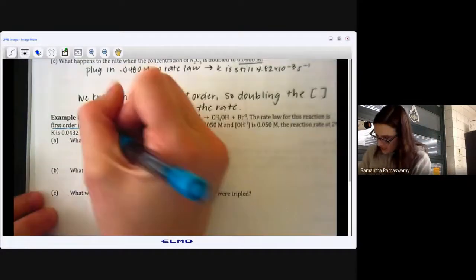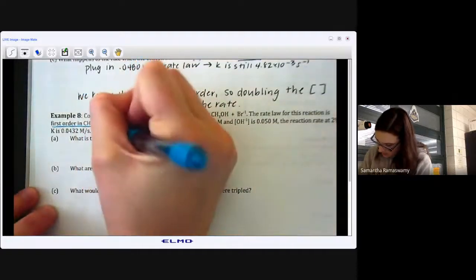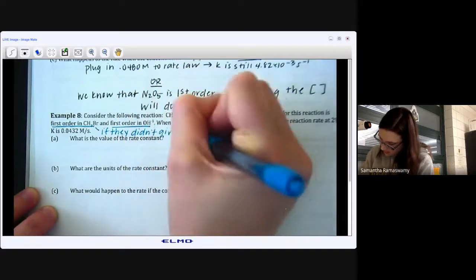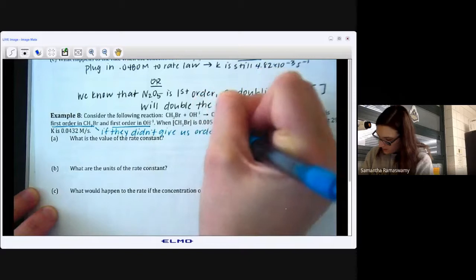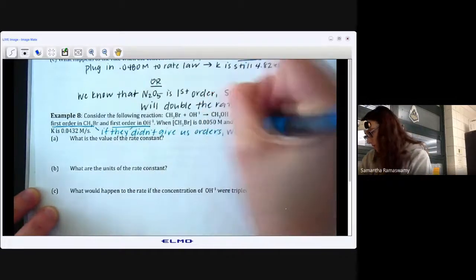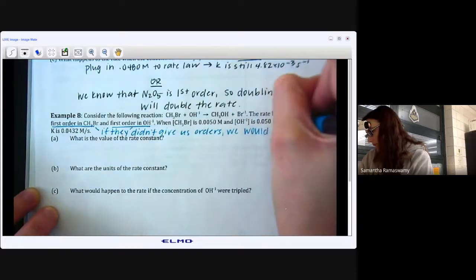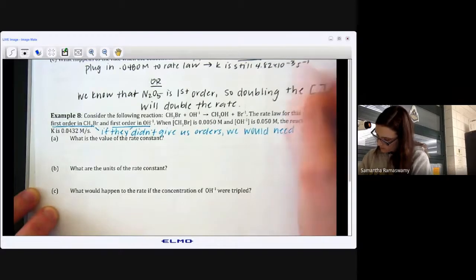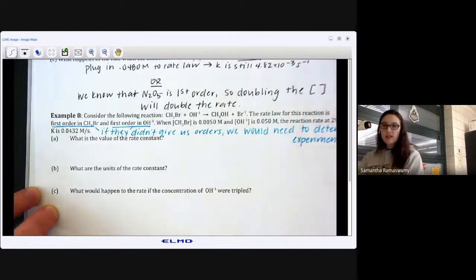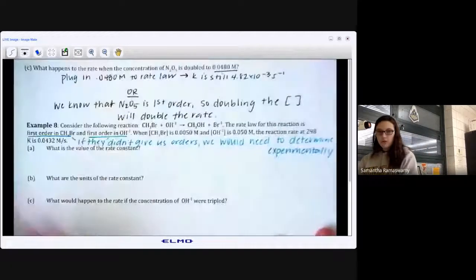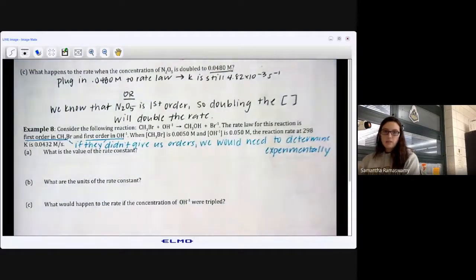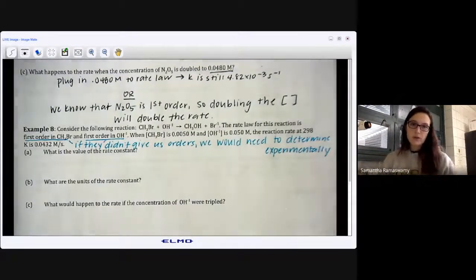So again, if they didn't give us orders, we would need to determine it experimentally. If they didn't tell us, hey, this is first order and this is first order, we'd have to determine it experimentally. So part A says, what is the value of the rate constant? And part B says, what are the units of the rate constant?